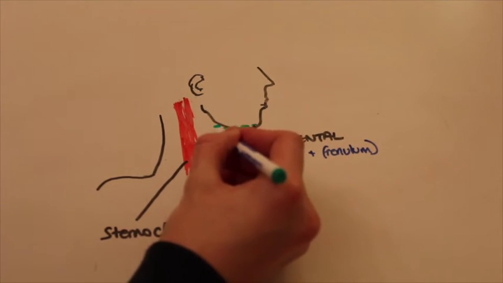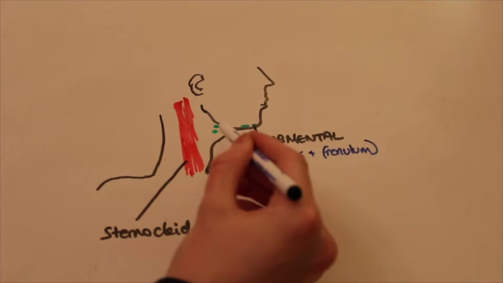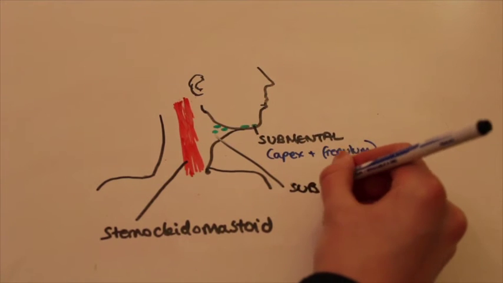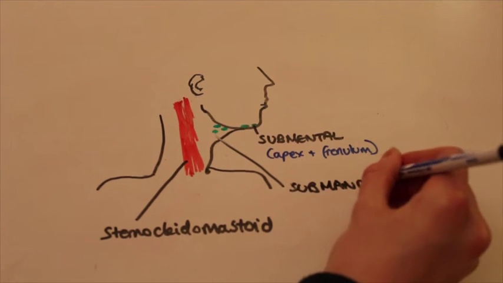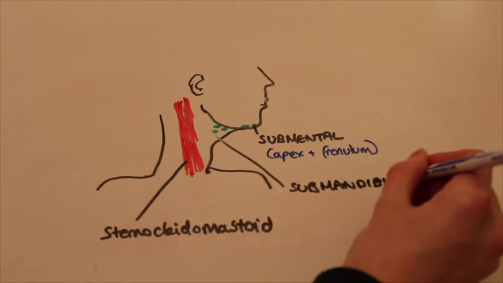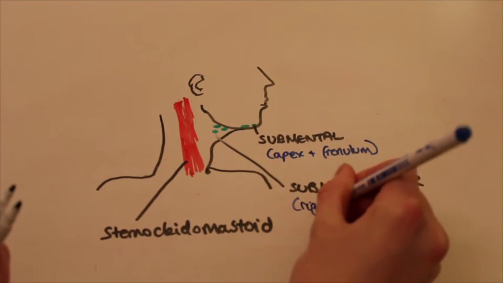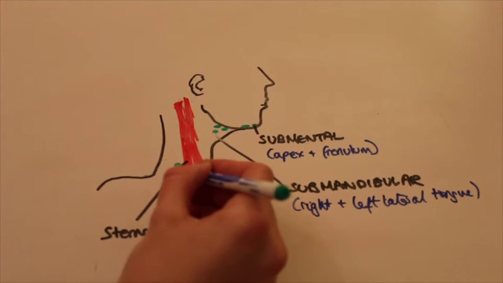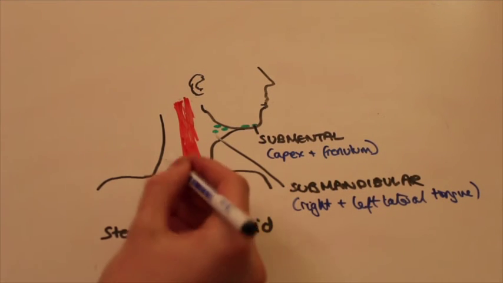The submandibular lymph nodes are just beneath the body of the mandible, and they rest on the surface of the submandibular gland. It is also made up of about 3 or 4 nodes. Finally, the deep cervical lymph nodes lie in loose tissue of the neck next to the bigger vessels.